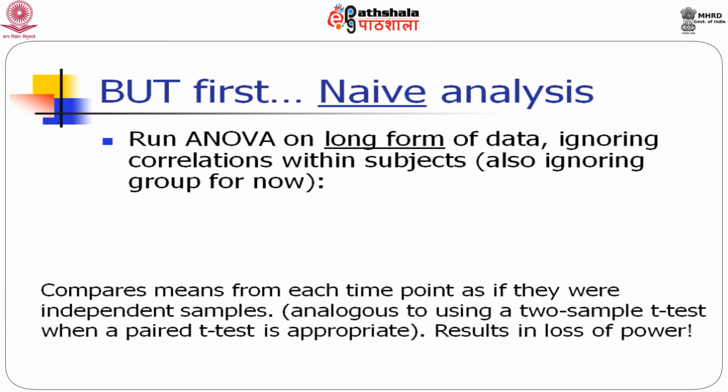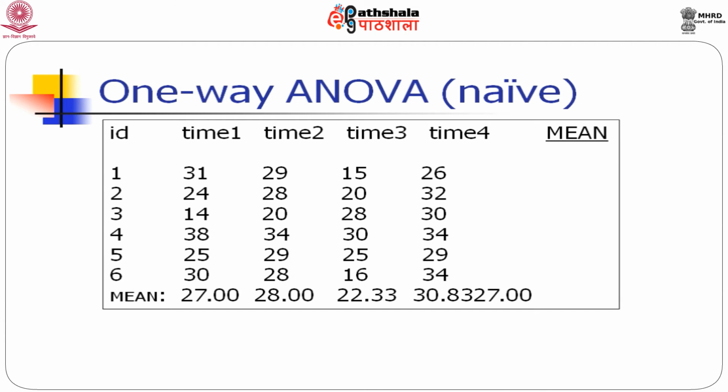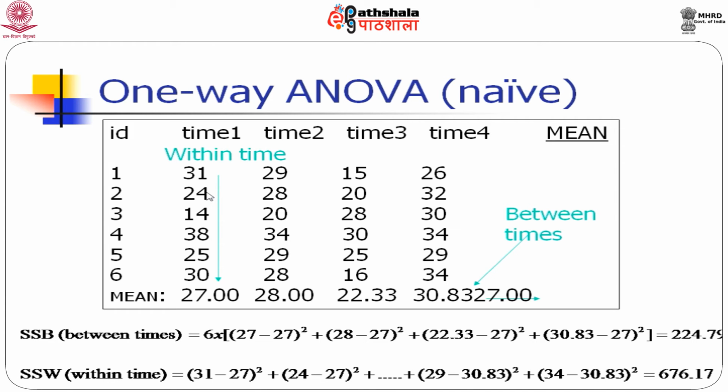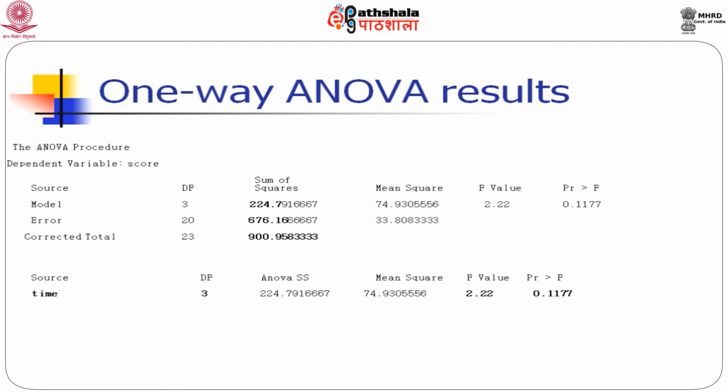If you go for the naive analysis, I rather go for the ANOVA table here. For each individual you have time point 4, that is the basic data we took up at the very outset, and then you consider the variation between times and compute the SS between times. That is 224.79, right? Similarly, the variation within time can also be considered, and that is computed to be 676.17. Using simple code in SAS or any other software, we can get this done. The model, error, corrected total SS, all these things can be computed here.